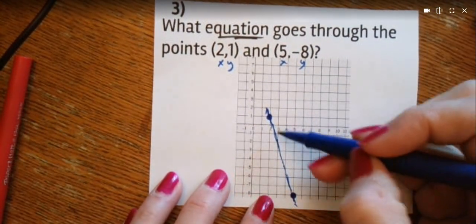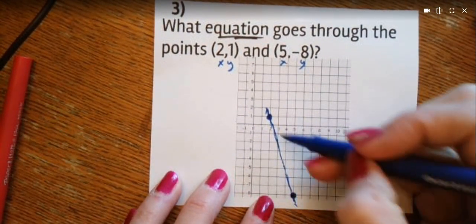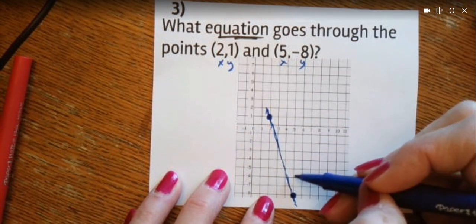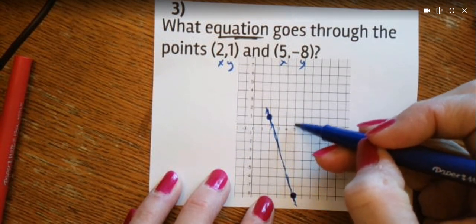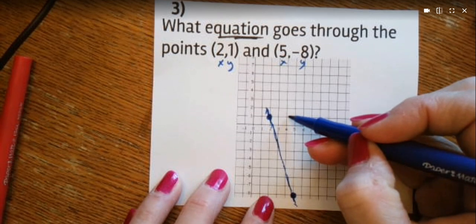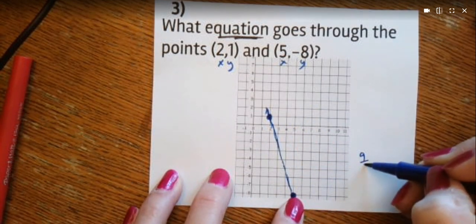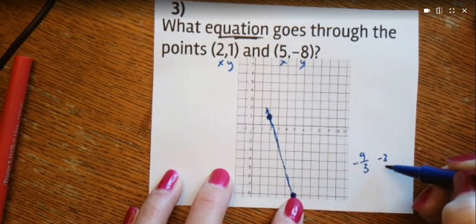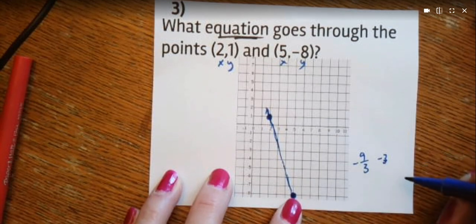But I'm just going to quickly find the slope here. I'm going to find the slope between these 2 points. I'm going to rise 1, 2, 3, 4, 5, 6, 7, 8, 9. And then I run 1, 2, 3. So my slope here is 9/3, and it's negative. That means it's -3 or -3/1.